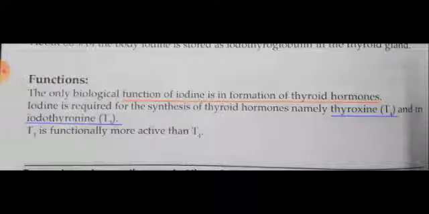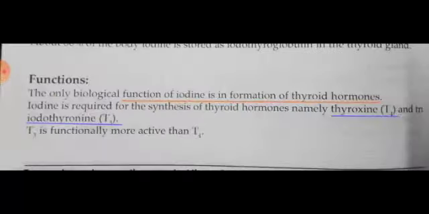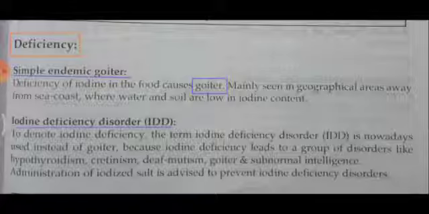Functions: iodine has several functions. A few of them: it has a biological function in the formation of thyroid hormones like T3 and T4, tetraiodothyronine and triiodothyronine. It is also required for the proper functioning of the nervous system. Hence, if deficiency of iodine takes place, the thyroid gland gets affected, and nerve related problems can also be seen. Deficiency of iodine occurs if you take less than the recommended dietary allowance, and it causes goiter.